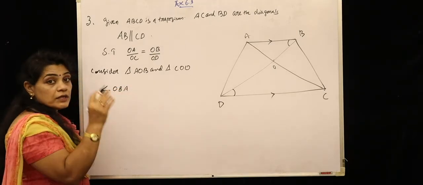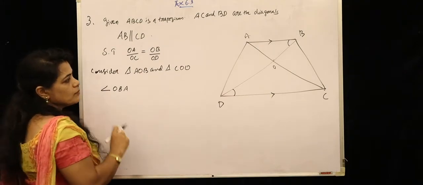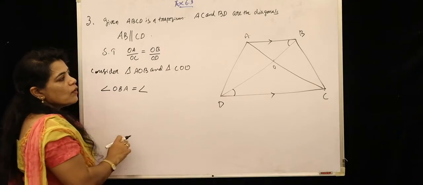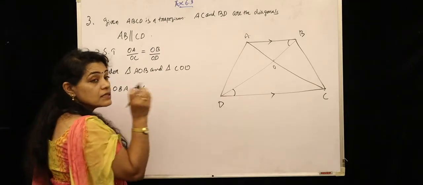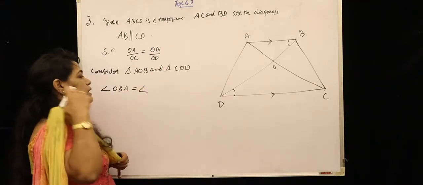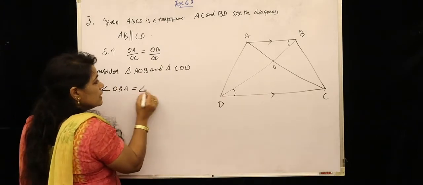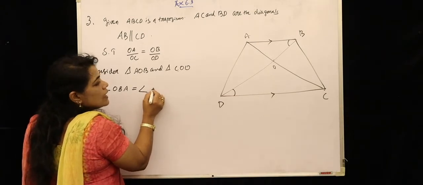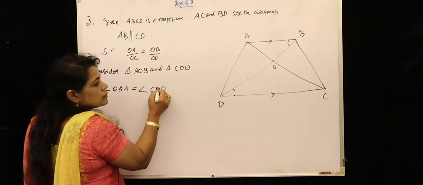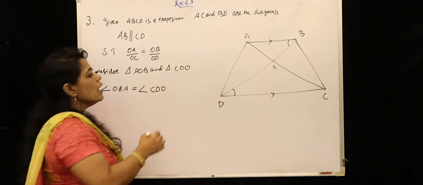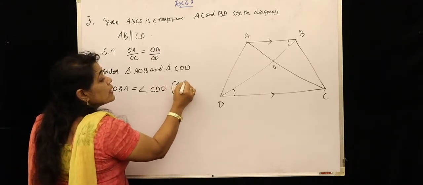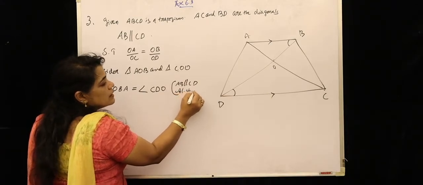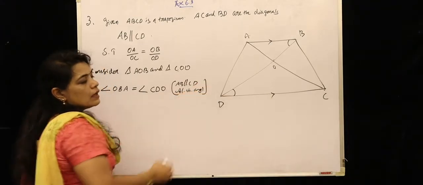We can write, in terms of angle B, that is angle OBA, B should come in the middle position, is equal to, in the same way in triangle COD, this D should come in the second position, angle CDO. These two angles are equal. Why? Because AB parallel to CD and alternate interior angles are equal.